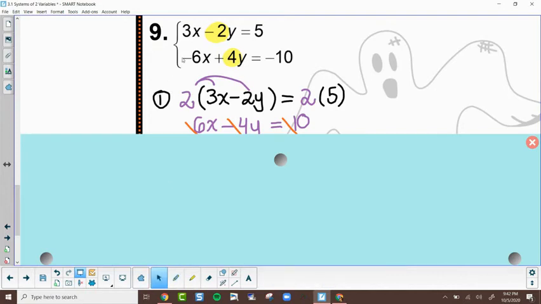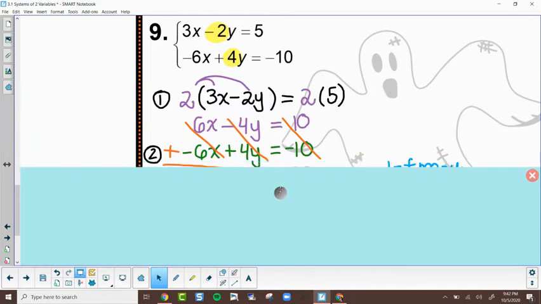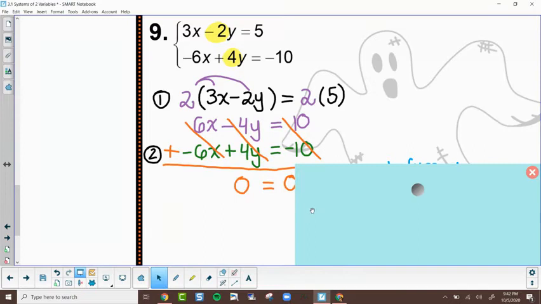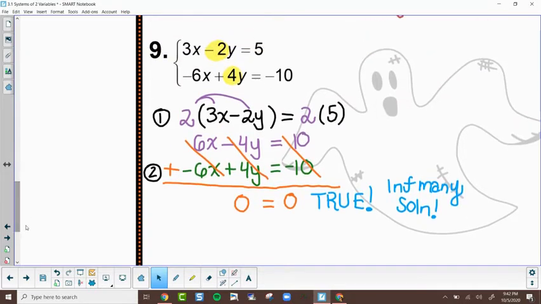Then I just moved this equation right underneath it, and I combined them together, and oh, everything canceled out. So I got 0 equals 0, which is a true statement. So in this case, we're going to have infinitely many solutions. It's always going to be true. So any combination of x and y I plug in is going to work out really nicely. See, not too bad, because it's the exact same line.